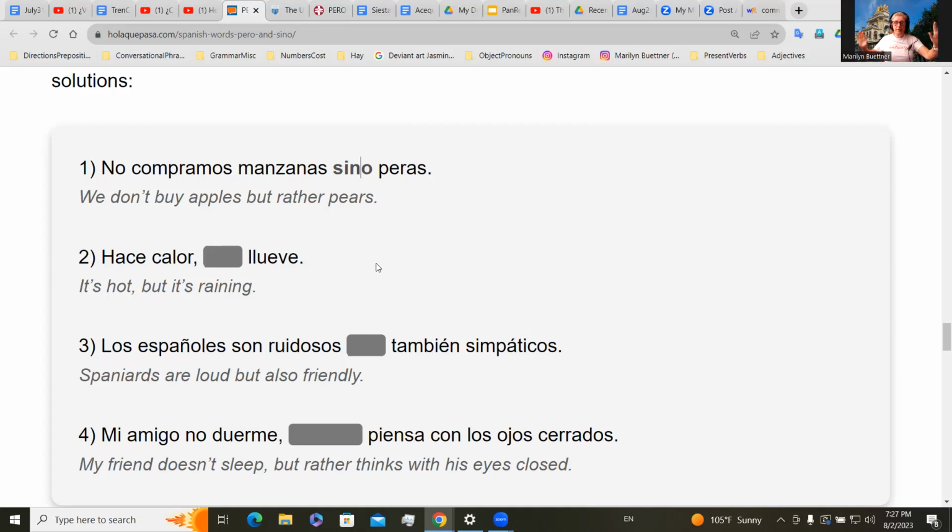Hace calor, and the idea we're connecting is llueve. Pero. When you just say hace calor, it's hot. There's nothing wrong about that. That's correct. Sure, it's hot.